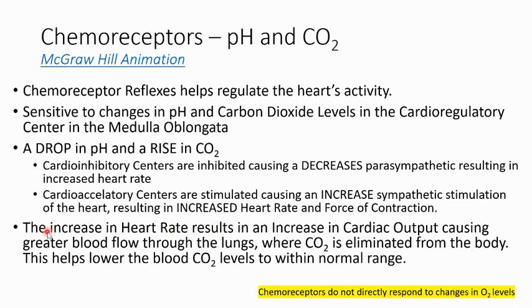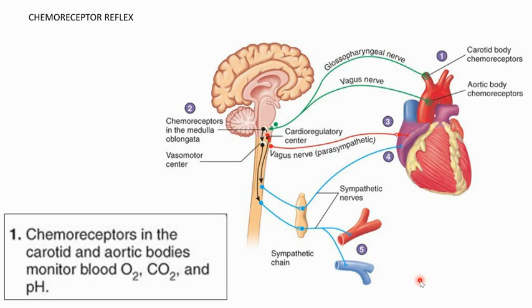force of contraction. The increase in heart rate results in increased cardiac output, causing greater blood flow through the lungs, where carbon dioxide can then be eliminated. This helps lower the blood carbon dioxide levels back to normal, and then this stops. So again, this is going to be short-term type regulation. So again, chemoreceptors do not really directly respond to changes in oxygen levels.